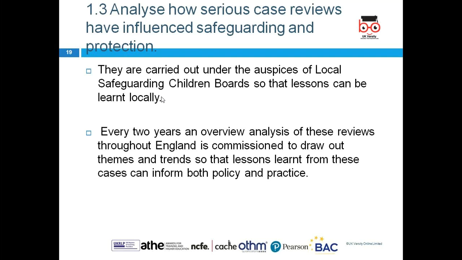So every 2 years, an overview is done of these reviews, and they try to find out what sort of themes and trends are going on. Have we actually learned our lessons? Have we adapted from this? Or are we still making the same mistakes? So we can change our policies, change our practice, and even change certain ways that we do our procedures at work as well. So it really does inform you on what you need to do.